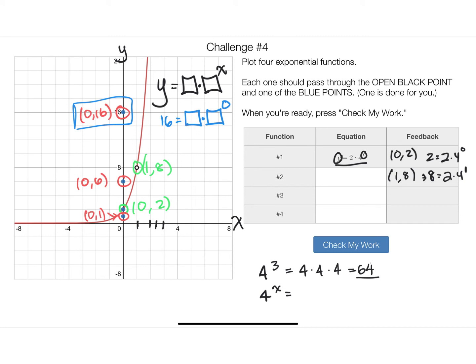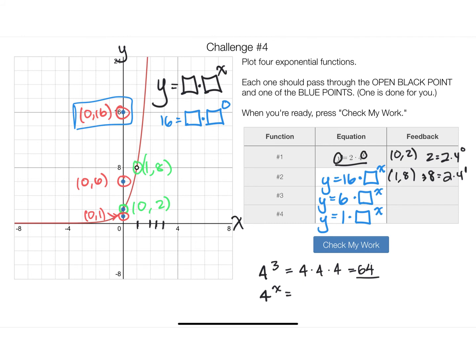So I'm going to go ahead and write in y equals 16 times some number to the x. This one, same idea: y equals 6 times some number to the x. And then the first one is going to be y equals 1 times some number to the x.